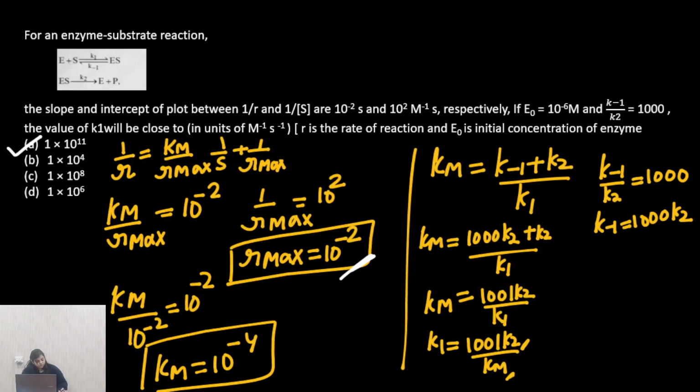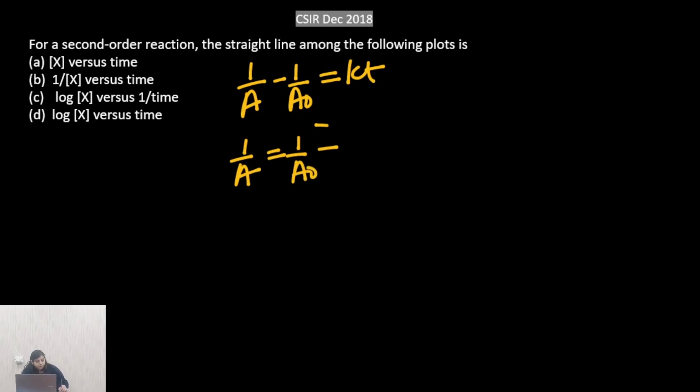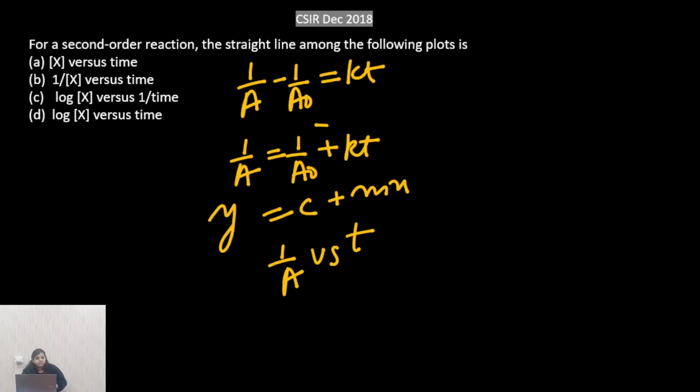Okay. Next is this question. This is from December 2018. It says for a second order reaction, a straight line is among the following. So for a second order reaction, the integrated rate law expression we have is 1 by A minus 1 by A naught is equal to Kt. So 1 by A is equal to 1 by A naught plus Kt. So y is equal to mx plus c. So the plot of 1 by A versus time we are having. So that means option B becomes the correct answer, right?